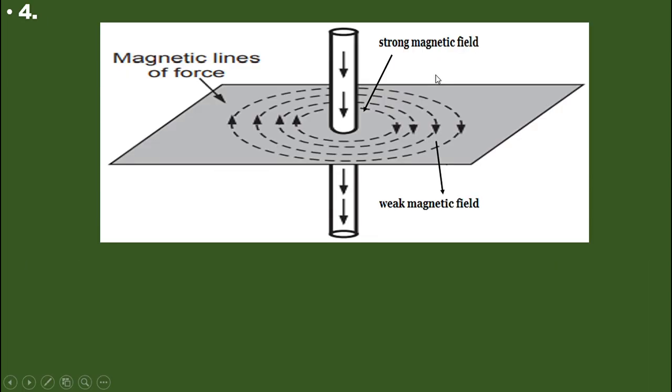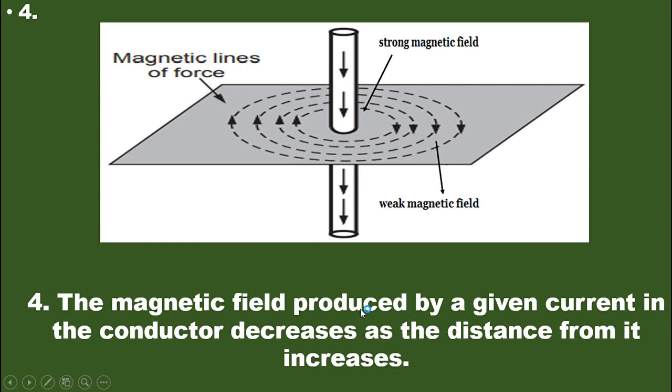See, fourth property. This is the current carrying conductor. These are all the concentric circles. This is the first circle. It is very near to the straight conductor, and this is the last circle. This is away from the straight conductor. Near the first circle, the magnetic field is strong compared to the last circle. That is, the magnetic field produced by the straight conductor decreases as the distance from it increases.